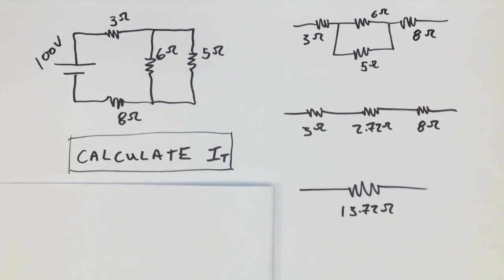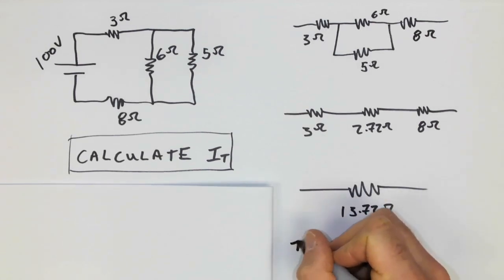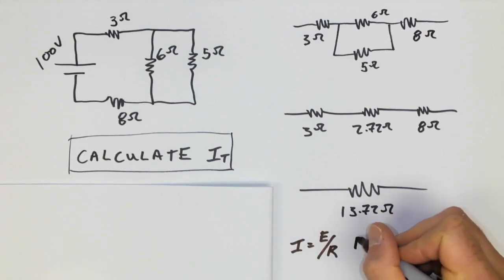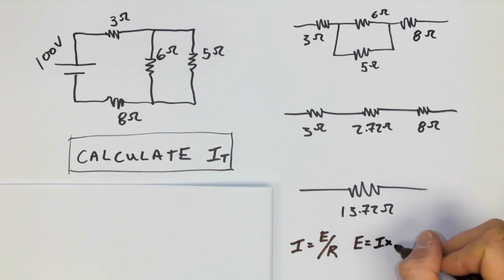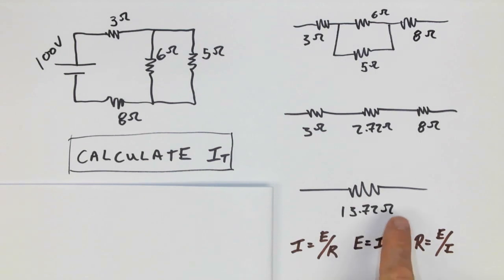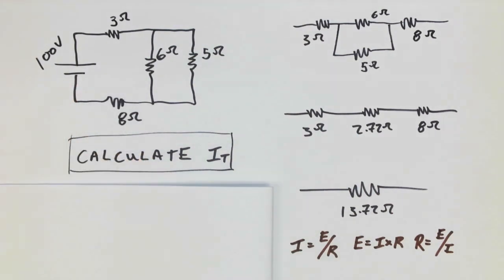Well, this should be fairly simple because we have an I total and an R total here. Let's write out our Ohm's law. I is equal to E over R. E is equal to I times R. And R is equal to E over I. So if we know that it's 13.72 ohms, that's the total resistance of this entire circuit, and the source voltage is 100 volts, then all we need to do is apply Ohm's law.